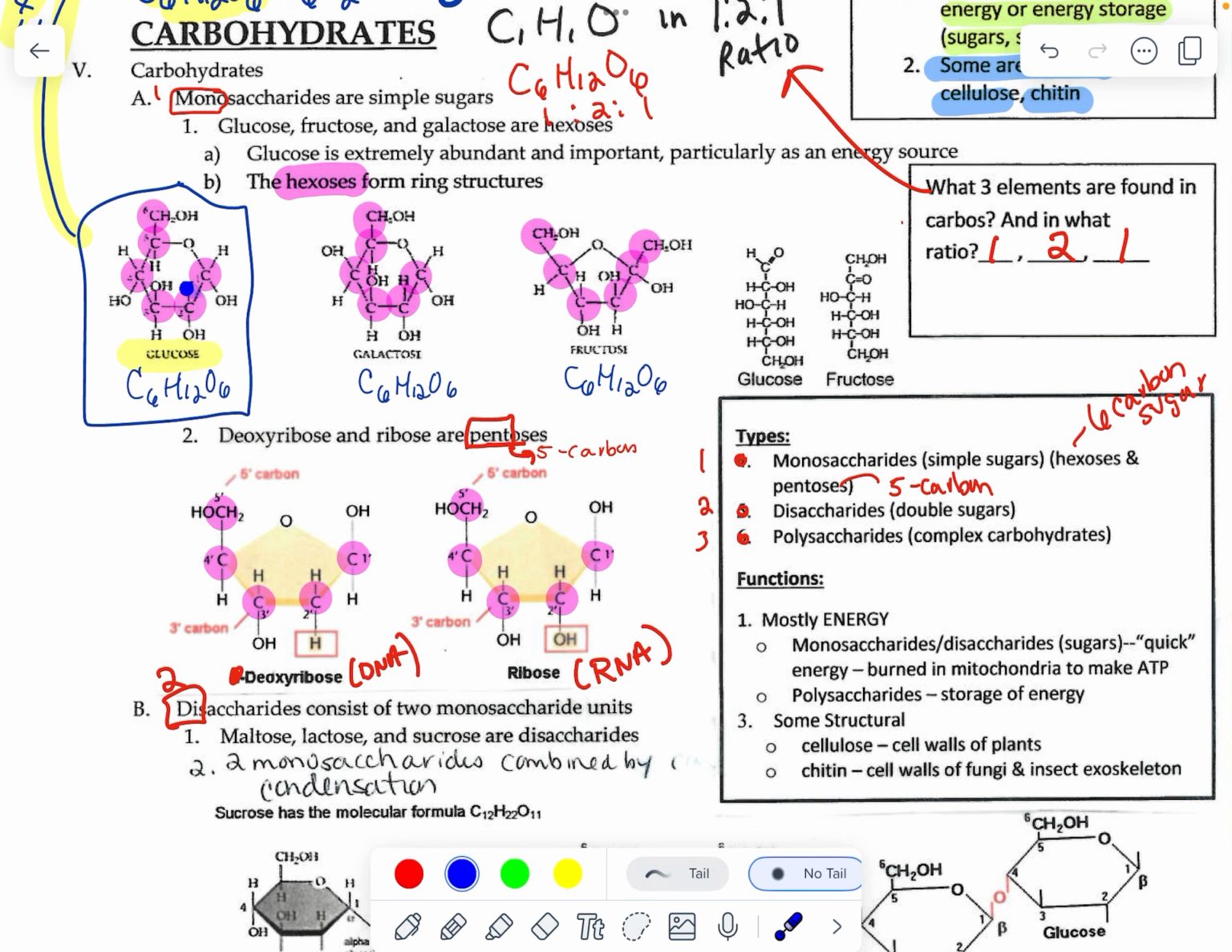So these are the hexoses, okay? We're under the heading monosaccharide, and mono means one, so they're sort of one molecule, one monomer.